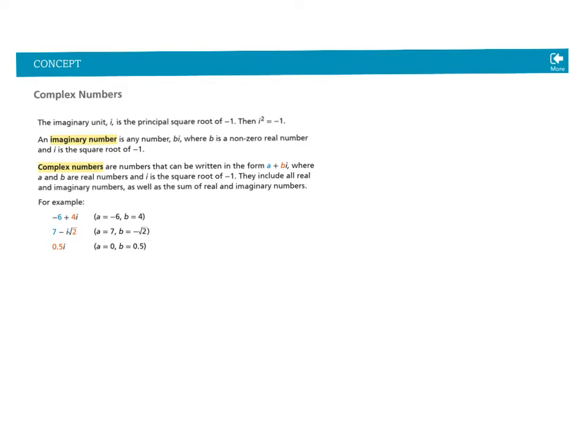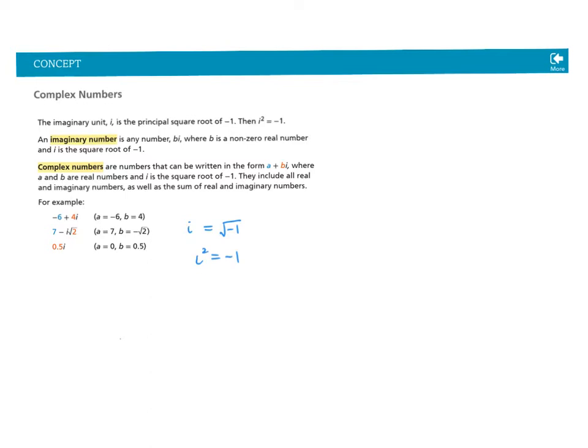Now, let's look at this introduction of complex numbers. The imaginary unit i is the principal square root of negative 1. So in other words, if I do the principal square root of negative 1 equals i, I'll probably write it on this side. And now if I square both sides, I would end up with i squared equals negative 1. Okay?